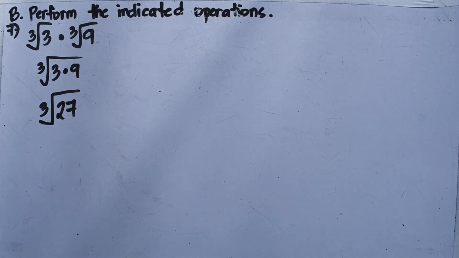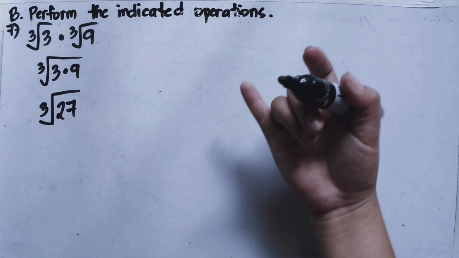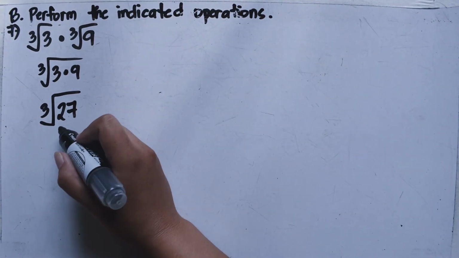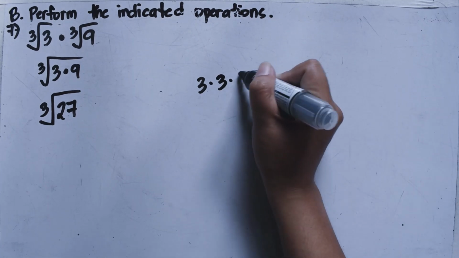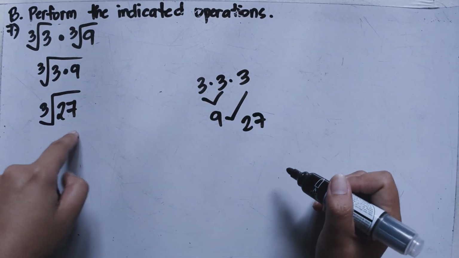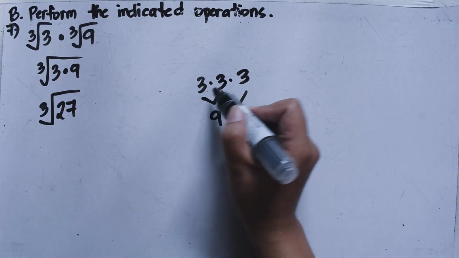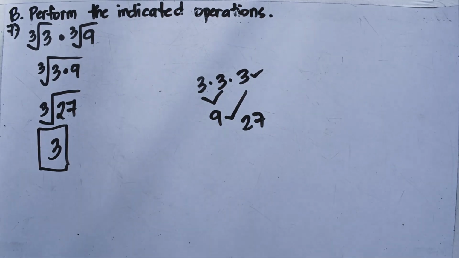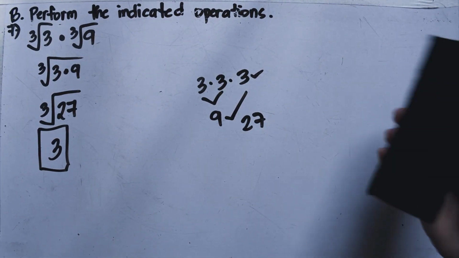Pag sinabi natin cube ulit, number na pag times 3 times sa sarili niya, the answer will be 27. Syempre, hindi siya 2. Kasi 2 times 2, 4 times 2 is 8. So, alam natin na ang cube root ni 27 ay 3 kasi 3 times 3 times 3 ay 27. 3 times 3 ay 9. 9 times 3 is 27. So, si 27 ay perfect cube. So, cube root of 27 is what? Si 3. So, cube root of 27 is 3. So, therefore, ito na po ang final answer natin sa number 7.